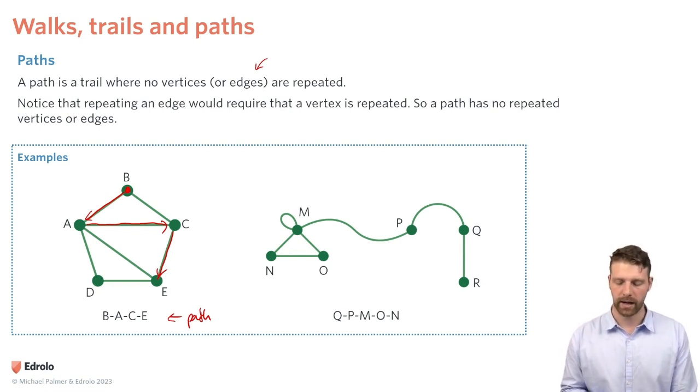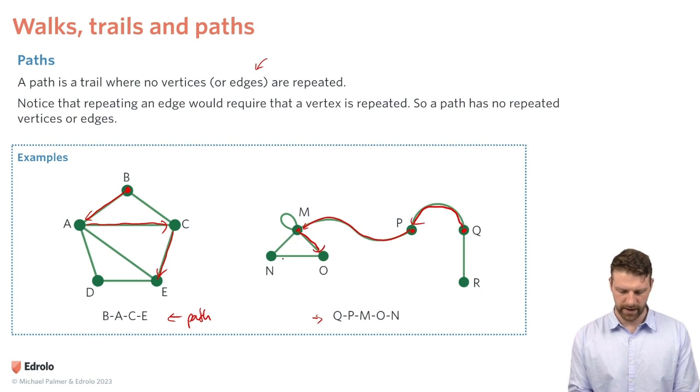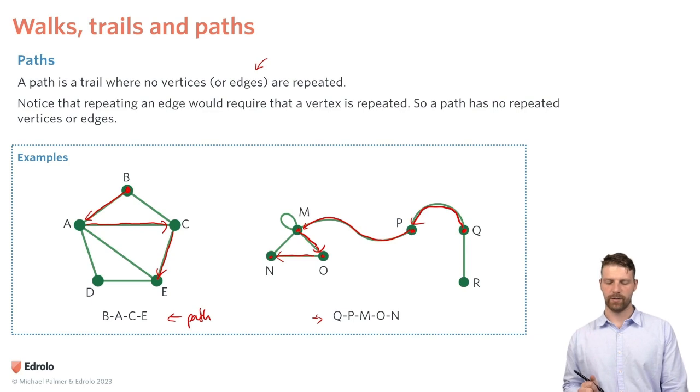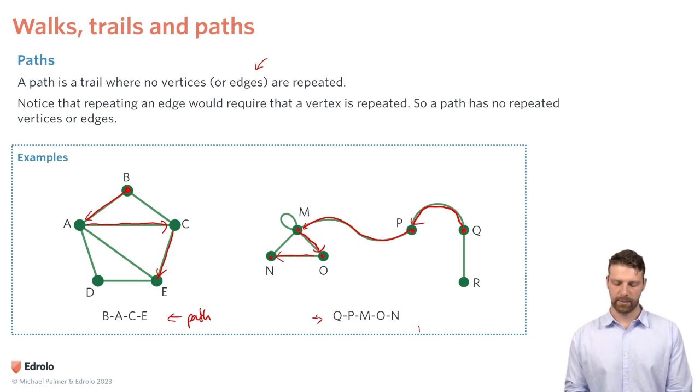So I'm going to call that a path. Okay, the next one has got Cupimon, mayonnaise Digimon, I guess. MONPQR. Let's have a look at that. Start at Q, go to P, go to M, go to O, and then N. Okay, and so we can see there that there's no repeated vertices, no repeated edges, so that is a path.